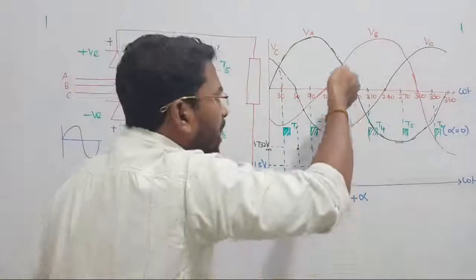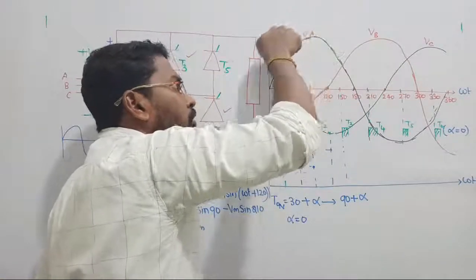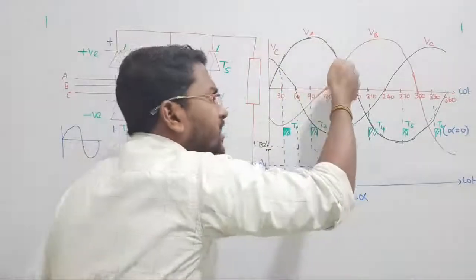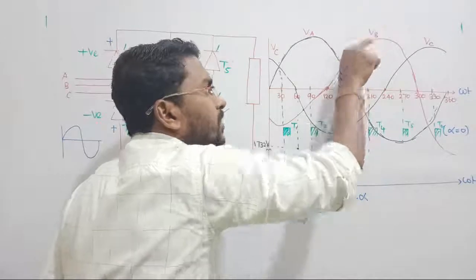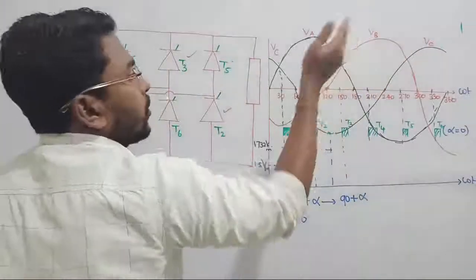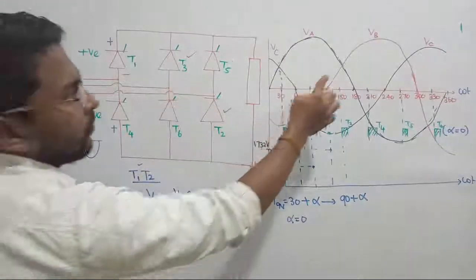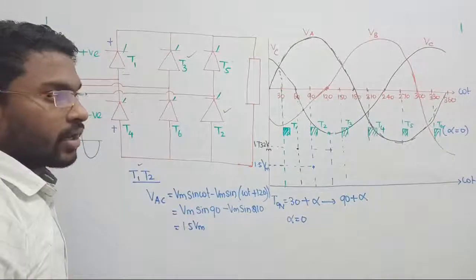See there, omega t equal to 150 degree, if you observe. Phase A voltage, till now who was more positive? Phase A. Now exactly at this point, phase A voltage is decreasing. Phase B will become a superstar now. Phase B will become more positive. So automatically after 120 degree, we can trigger phase B. The more positive one is T3, so T3 will be triggered.